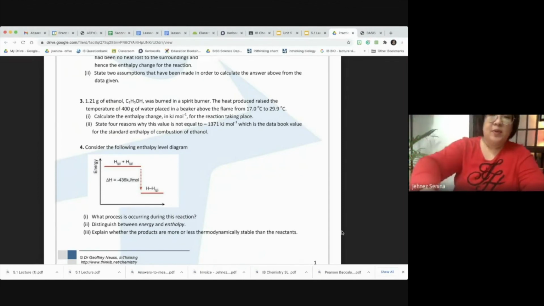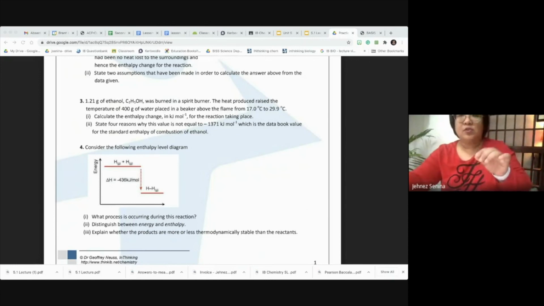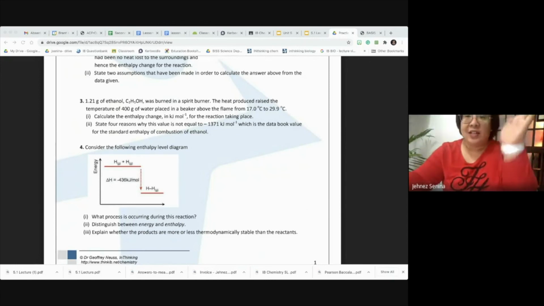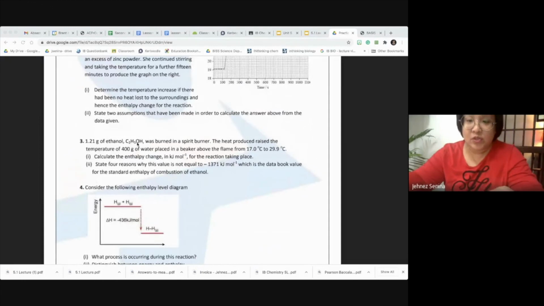All right, open your worksheets and your notebooks. Work with me while I'm here. If you want, you can do your rough formula and then you can check with me the formula already and then you just calculate later. But again, number one, neutralization. Number two, aqueous solution. Number three, combustion reactions.